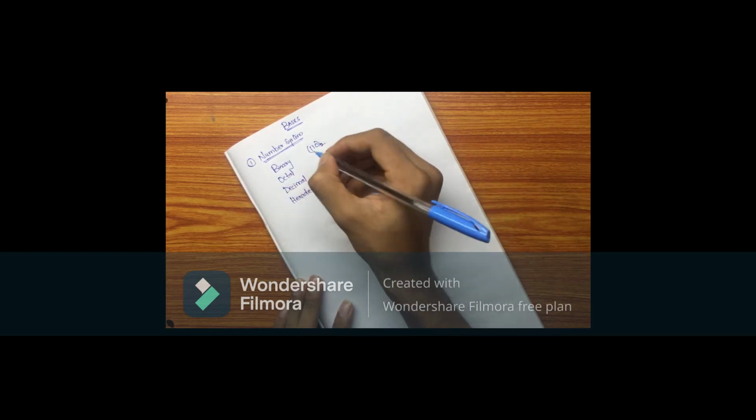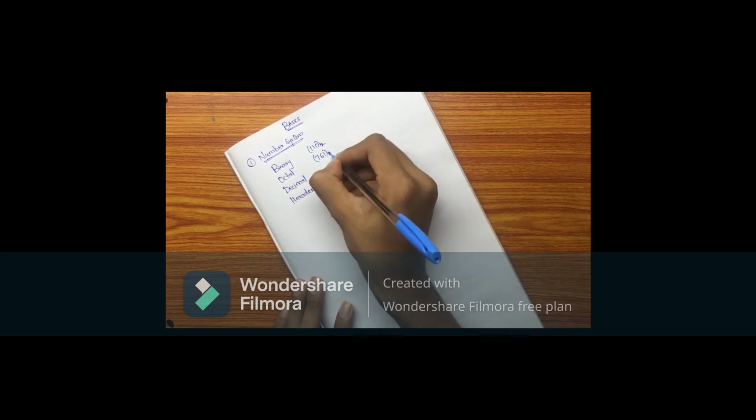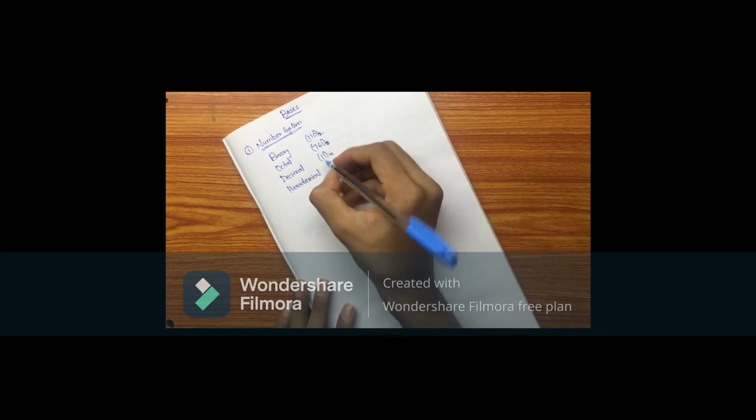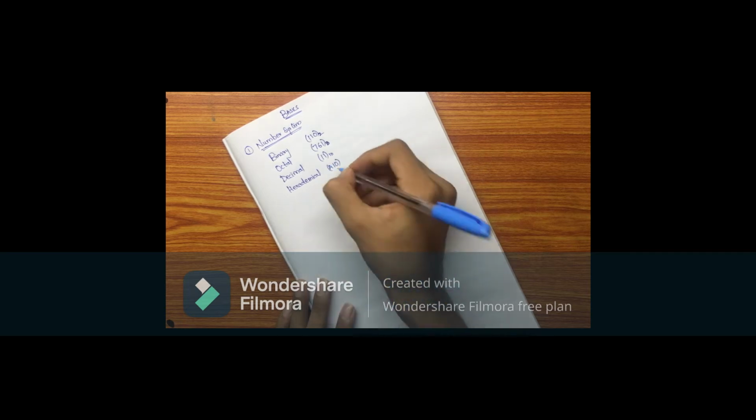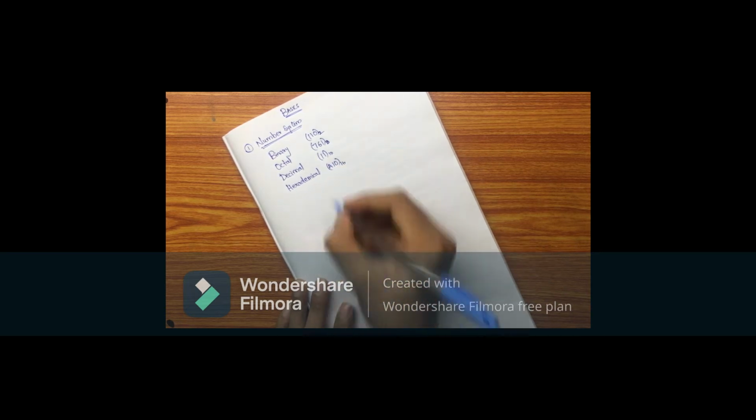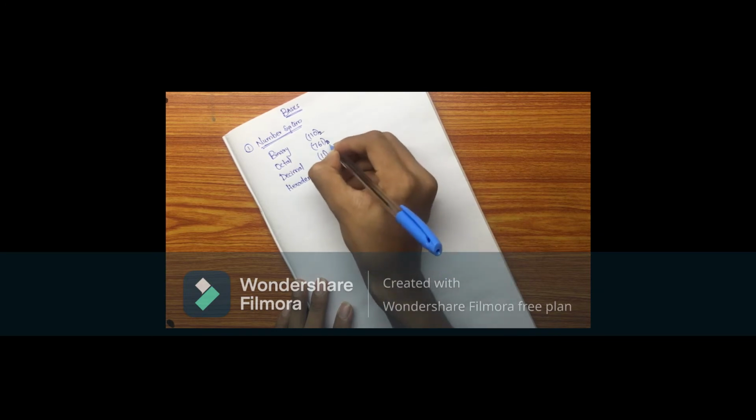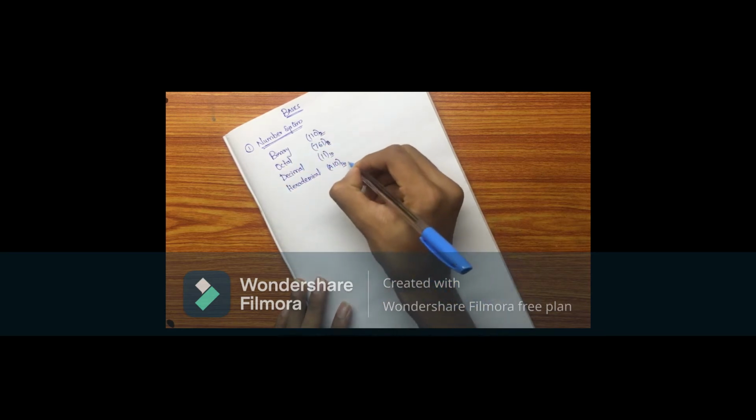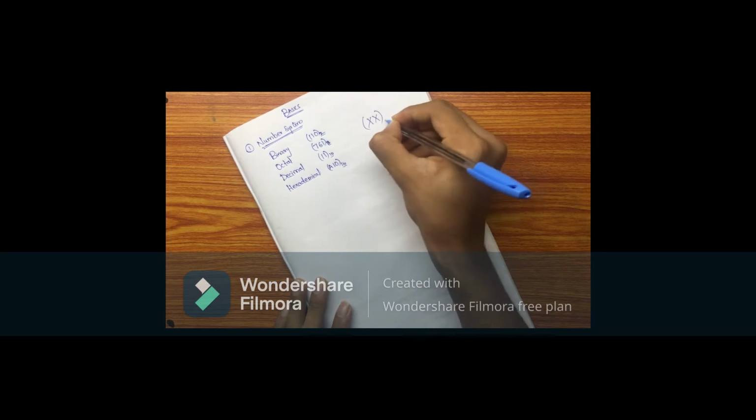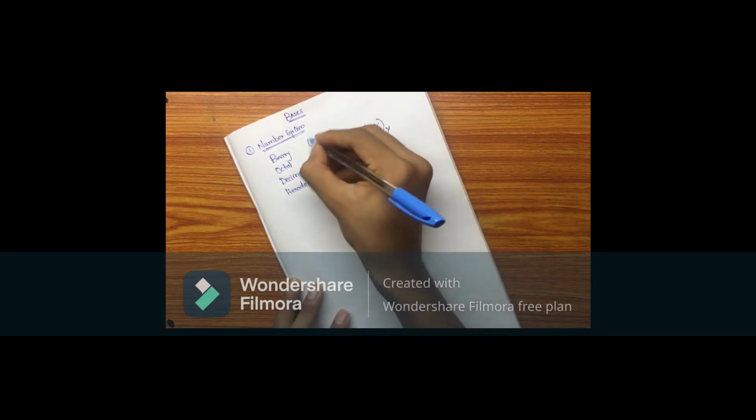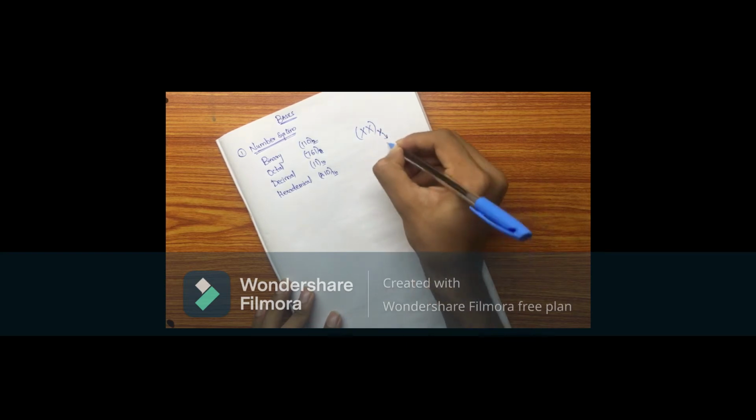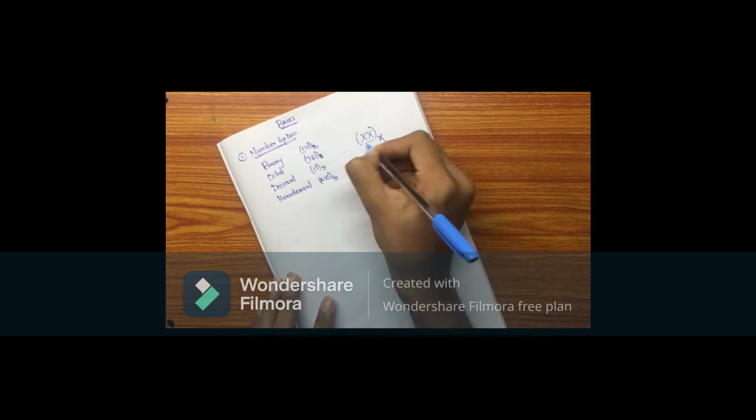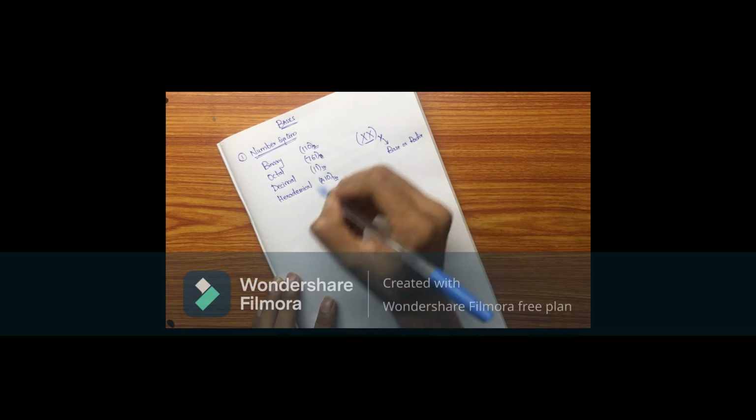So octal has base 8 and decimal has base 10. Hexadecimal has base 16. So hexadecimal has base 16, base 10 is decimal, 8 is octal and 2 is binary. A number is written in this form with some y, where y is called the base or radix. These are the digits of that number.